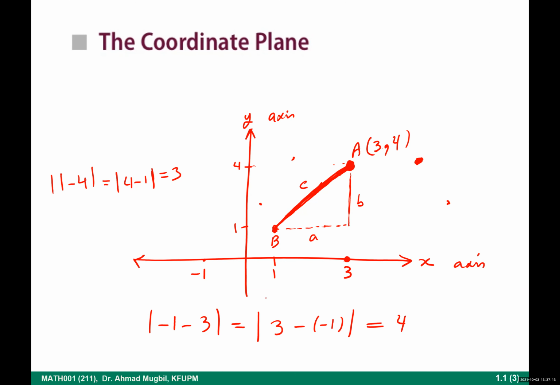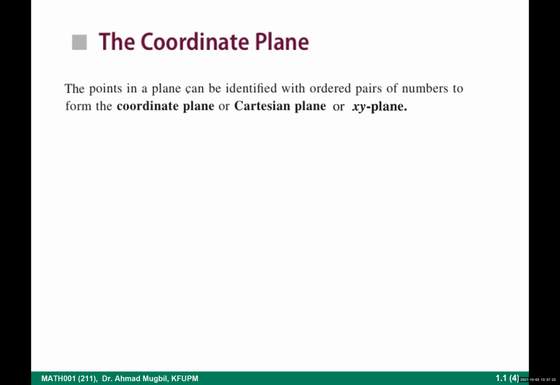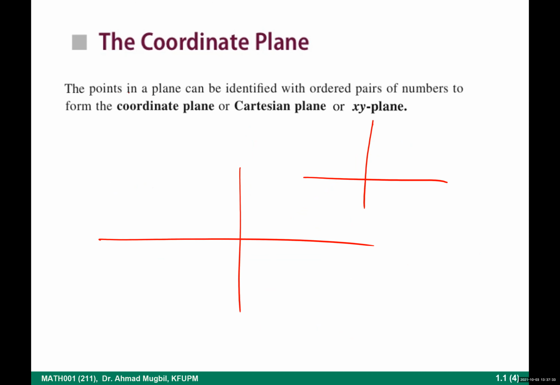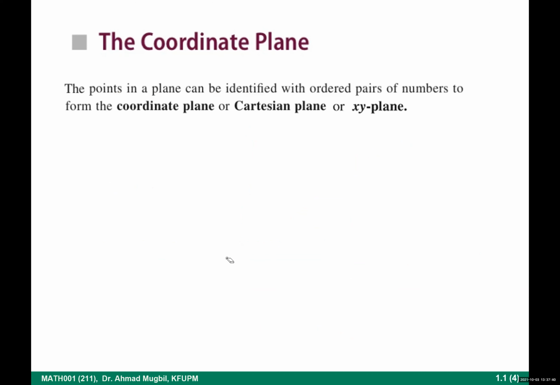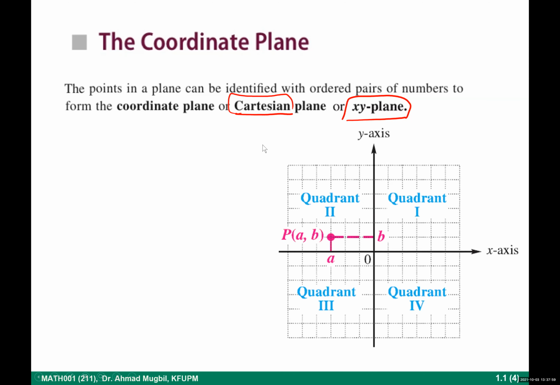And this point, let's say this is 1. So this point will be what? 1 and 1. So now, according to that, shabab, when you have one line, you have one dimension, 1D. When you have two lines here, you have 2D, you have a plane. So the points in a plane can be identified with ordered pairs of numbers, which will form, of course, the coordinate plane or the Cartesian plane or the XY plane. We will mostly use the last name, the XY plane. They call it Cartesian after the last name of Descartes, the French mathematician who discovered this and published a paper about this concept. This is the XY plane.